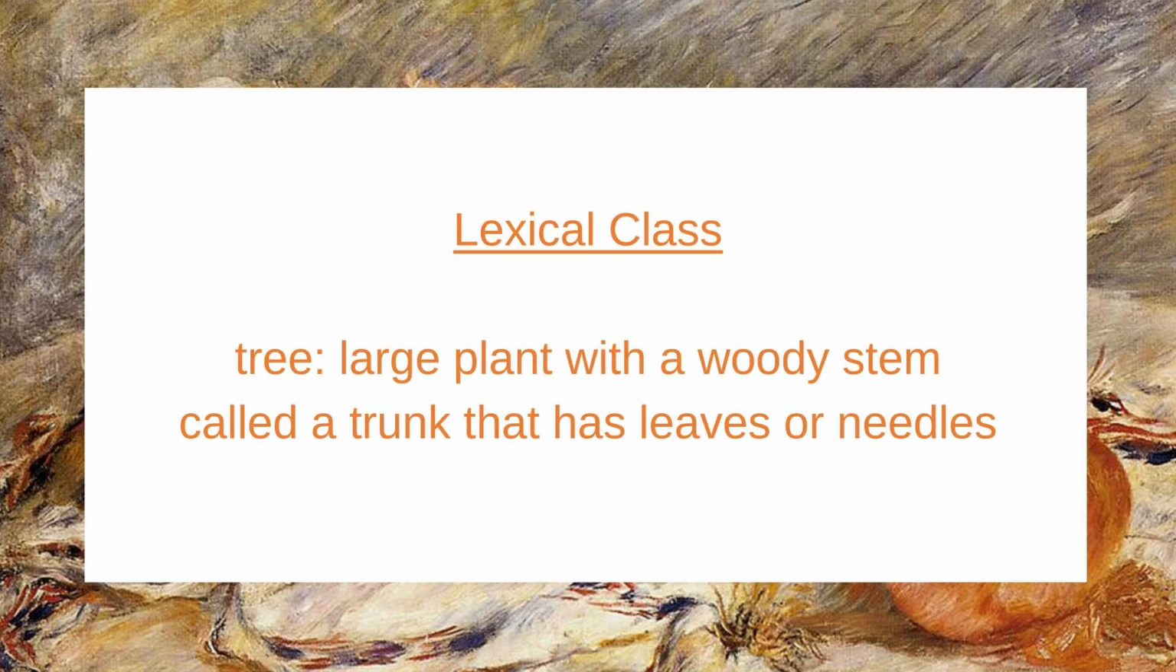Nouns are also lexical class words, meaning nouns express discernible lexical meanings. In other words, most nouns are easy to define. For example, a tree is a large plant with a woody stem called a trunk that has leaves or needles.